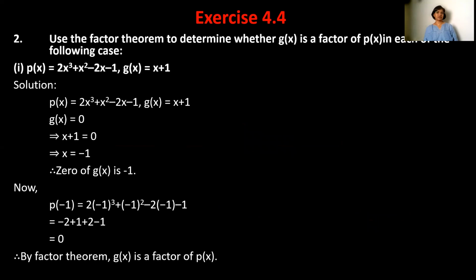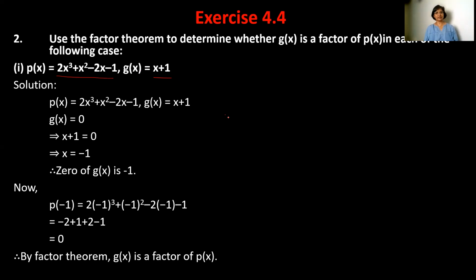Now, next question. Question 2: use the factor theorem to determine whether g(x) is a factor of p(x) in each of the following cases. So here what will we do? Same thing we have to do, but the pattern of writing the question is different. Don't be worried about this. If you read the question carefully, you have to do the same thing we did in question 1. So here p(x) equals this polynomial and g(x) equals x plus 1, and in every section it will be changed. Only this changes.